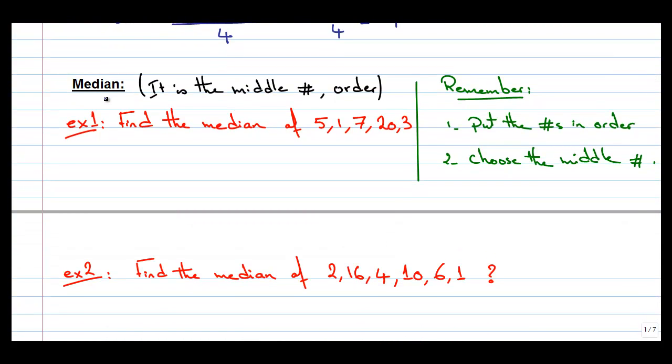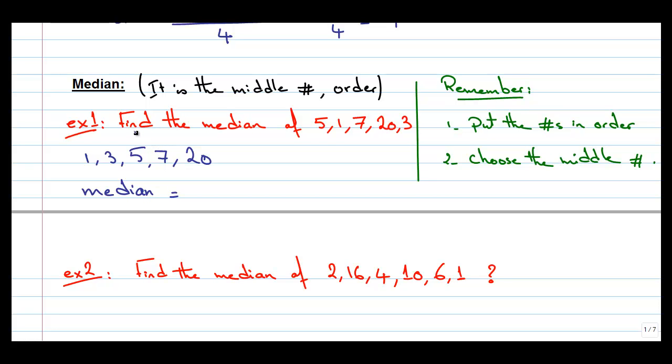Now for the second point, the median. You have to know that the median is the middle number. Alright? Here you have to remember two things. First, you have to put the numbers in order and then choose the middle number. Like here in these values given here, we have to order first, ascendingly. So we're going to start from 1, 3, 5, 7, 20. These are in order now, and then we choose the middle number.